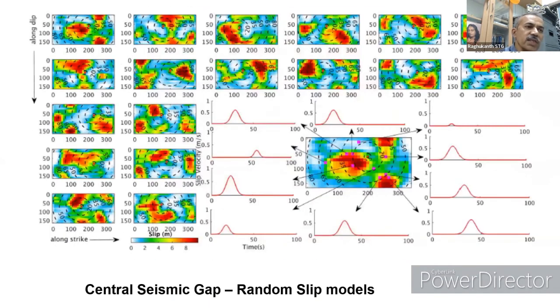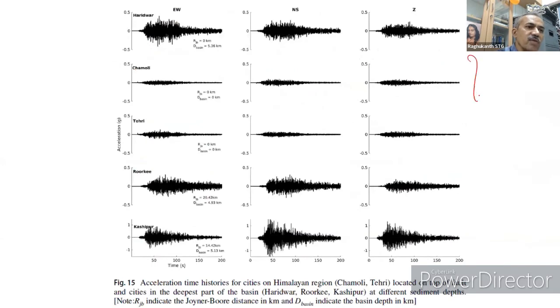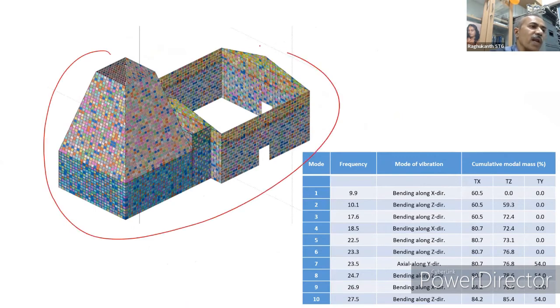We have done these simulations for the central seismic gap, and these are some of the time histories we simulated from our models. This is the finite element model for the temple, where, as I showed you, the curved shell element has been used. We also got the natural frequencies. This is the first such study for Himalayan temples. Nobody has reported the natural frequency of the Kedarnath temple. We found the first natural frequency is around 10 hertz, very high, because it is a masonry rock structure. It is around 9.9 hertz, in the X direction and Z direction.